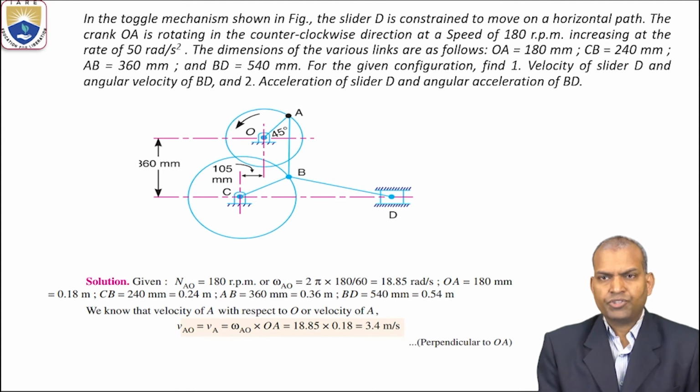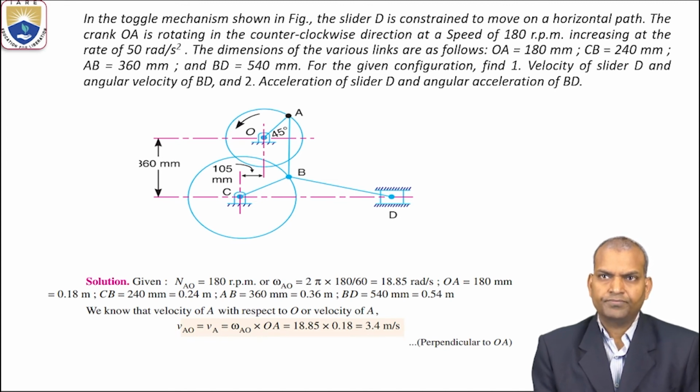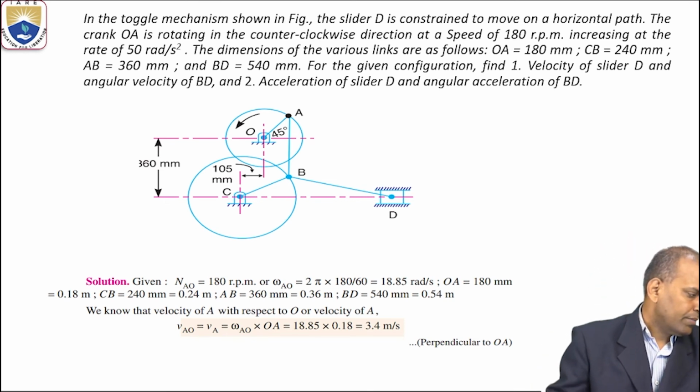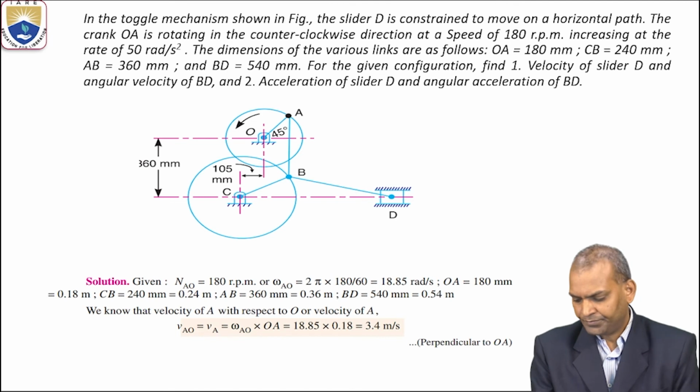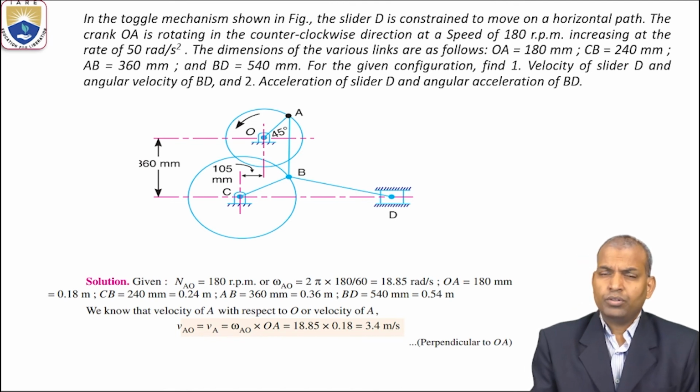It is a single slider but double crank mechanism. So this toggle chain mechanism is a single slider double crank mechanism.